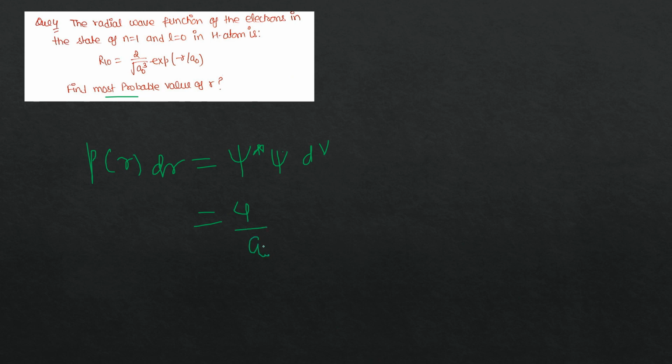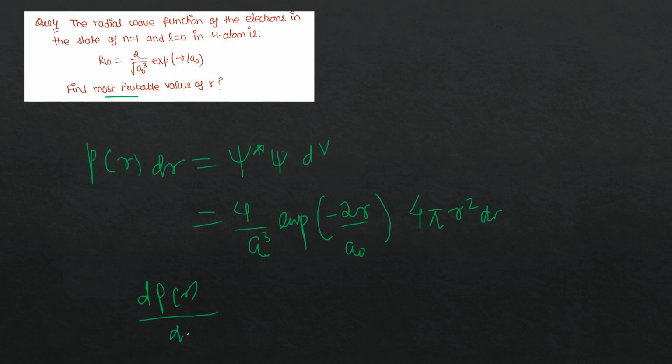If I write it here, I have to multiply it twice, so 4 by a naught cubed, exponential minus 2r by a naught. And dV can be written as 4 pi r square dr. So this is your probability. For the most probable value, what will I do? I will set dP by dr equal to 0.